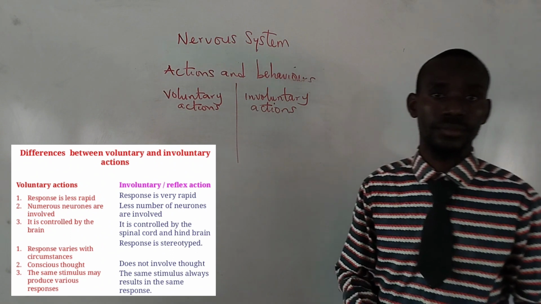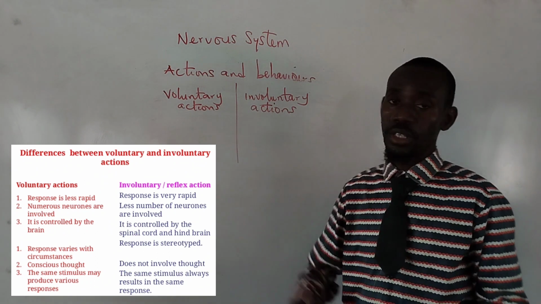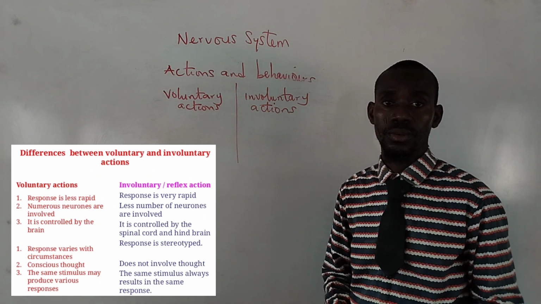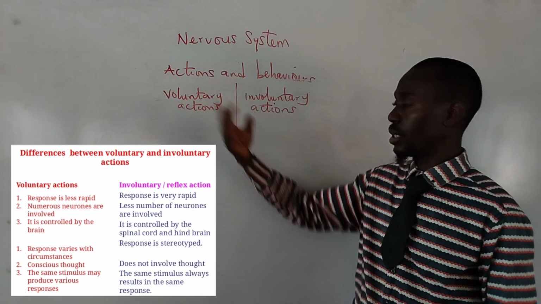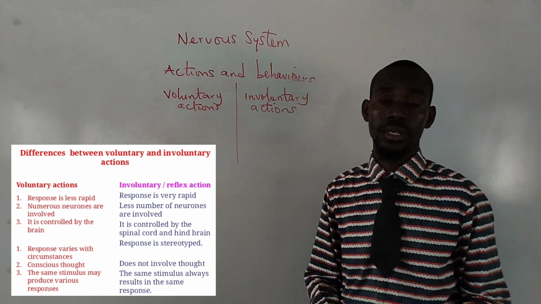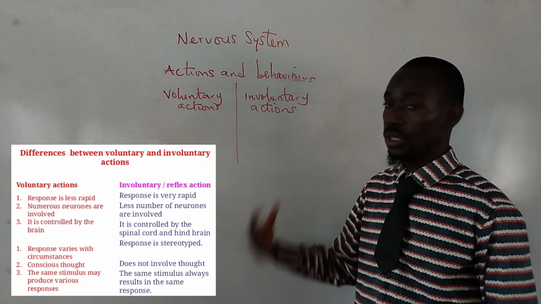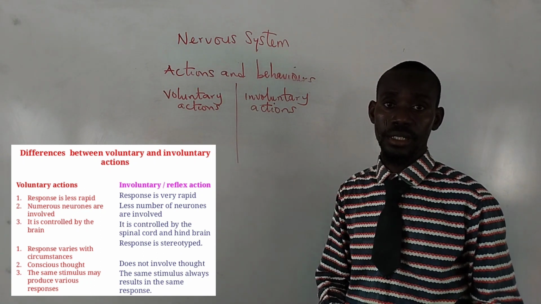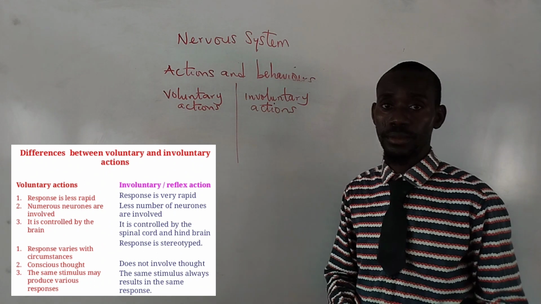Or reflex actions. Involuntary actions are also referred to as reflex actions. So the differences between them are as follows. Voluntary actions require the higher centers of the brain. Involuntary actions are actions that require the spinal cord as well as the hindbrain. Voluntary actions are controlled by the higher centers of the brain. Involuntary actions are controlled by the spinal cord and the hindbrain.